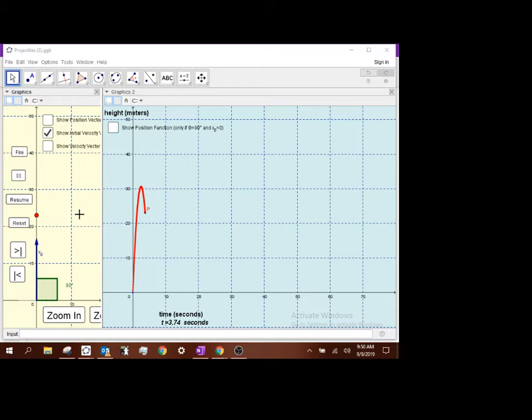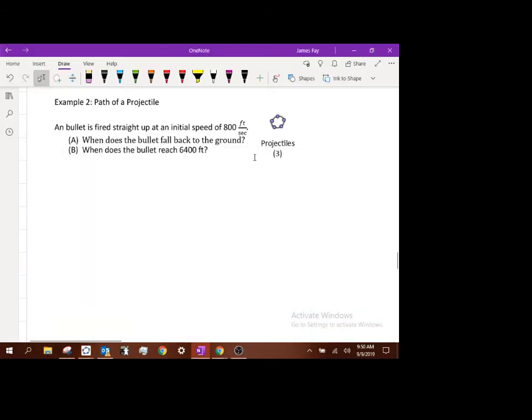Everything on this parabola right here, every single point on there, is going to be found by using what we call a differential equation, which is a calculus concept. It's actually like Calc 3.